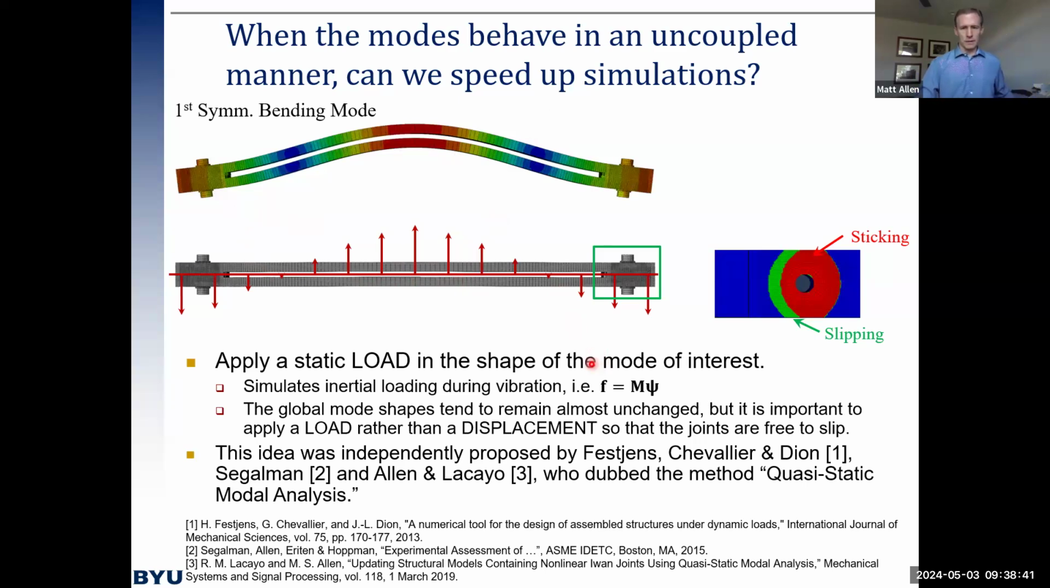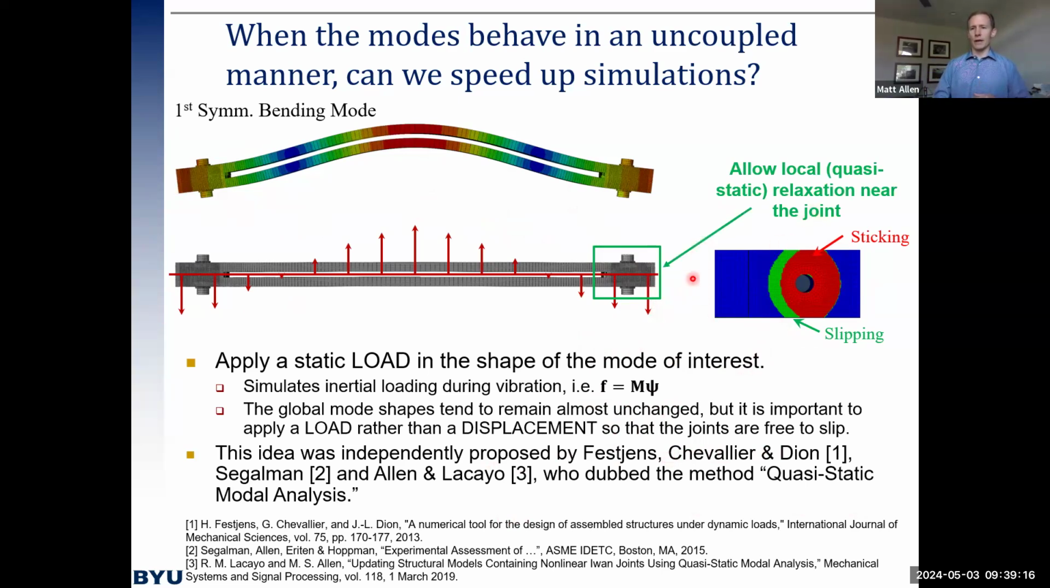So this assumes that the structure obeys something called the Masing hypothesis, which is obeyed by structures that contain only spring slider elements, such as an I1 element. But that's basically the idea. So we apply a force that would statically deform the structure into the shape of the mode of interest. We can resolve all the contact nonlinearities, and then back out the frequency and damping from that.